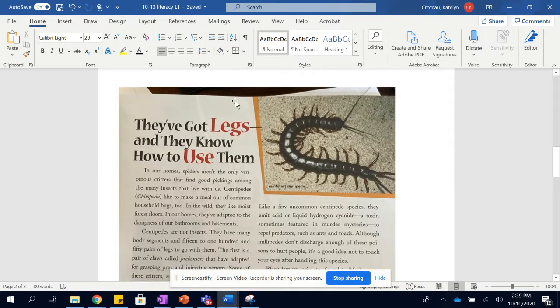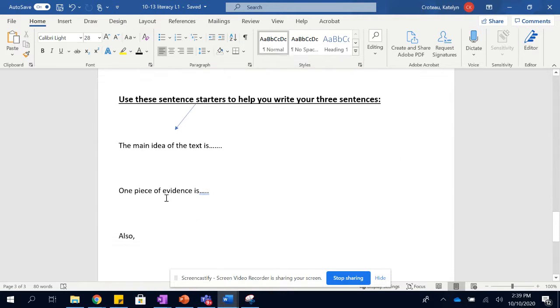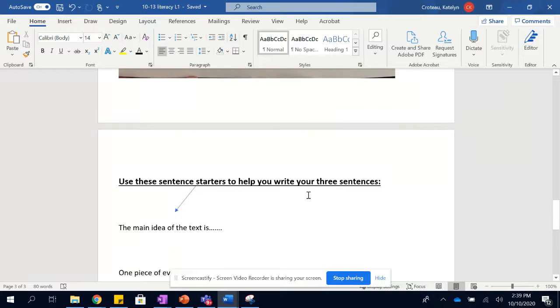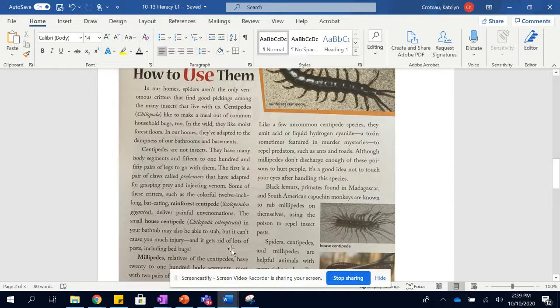Here's our text today. Like I said, I'm going to read it once without stopping and explaining things, and then I'll read it a second time and give you a little bit more background on the vocab. When you're done, this is where you're going to write your summary. It's a main idea plus 2 pieces of evidence. If you're in L2, you don't have these here, but you do have a summary section that you need to write in. All right, and it's the same article.